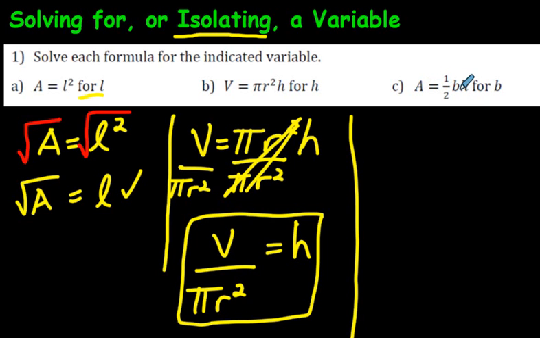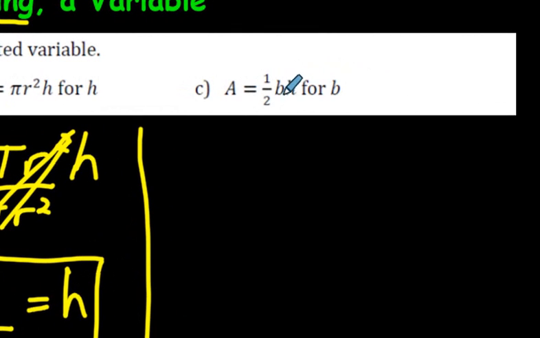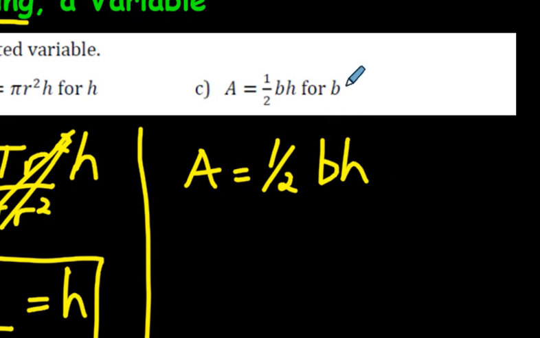Area is equal to half the base times the height, for b. So we're trying to find or isolate b. I'll just rewrite it. All right, we want to get b all by itself. Let's see, there's a number of ways to do this. One way is to get rid of the 1/2, to get rid of that fraction, we can multiply both sides by 2.